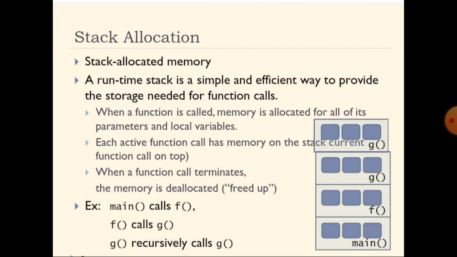For example, here we give an example. Main function calls function f, and f is a function which calls a function g. Then the g function recursively calls the g function. It means the stack allocation supports the recursion process.